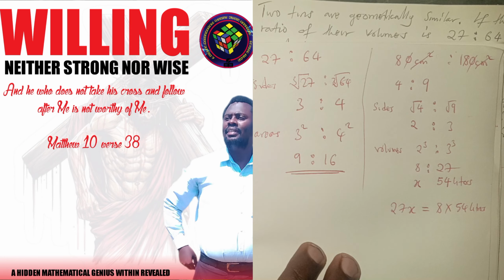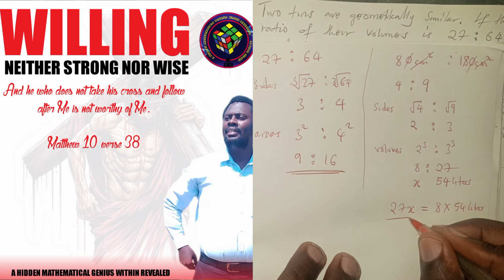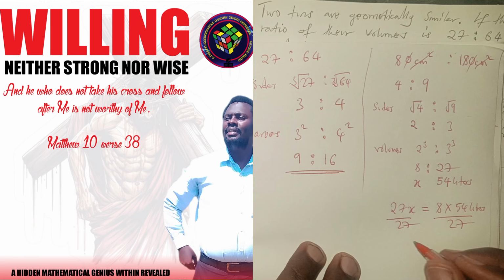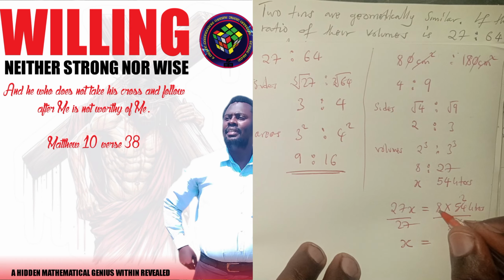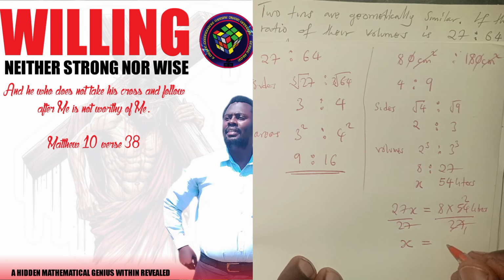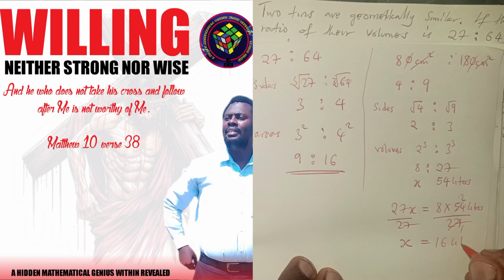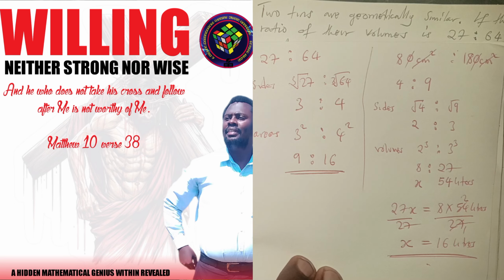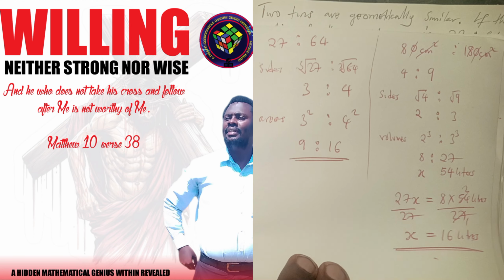Okay, then to remain with X there, you say over 27 and over 27. 27 and 27 cancel out, so we have X is equal to, okay, 27 can go in 54 two times. And 8 multiplied by 2, you get 16. So we have 16 liters. So that is the volume or the capacity of the smaller one.